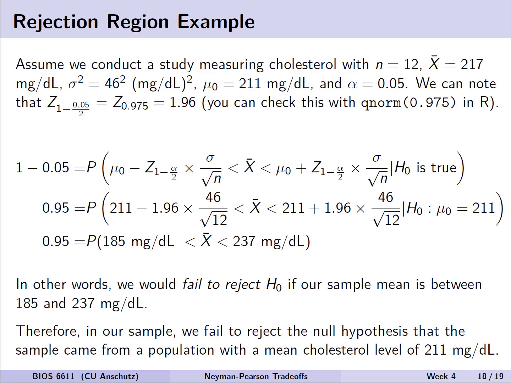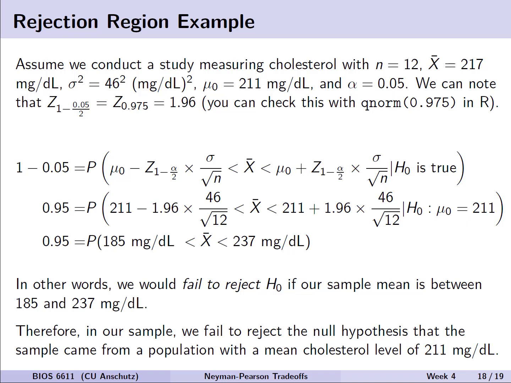Let's just briefly introduce an example of what this might look like in the Neyman-Pearson framework, because remember, again, we don't have a p-value that we might use to actually determine the significance of our test. So let's assume we conduct a small study measuring cholesterol that involves 12 individuals. We take a sample mean of the cholesterol and we see it's 217 milligrams per deciliter. The variance is 46 squared, and the assumed null value for a population, let's say, mu naught, is going to be equal to 211 milligrams per deciliter. And for the sake of this example, we'll assume alpha equals 0.05.